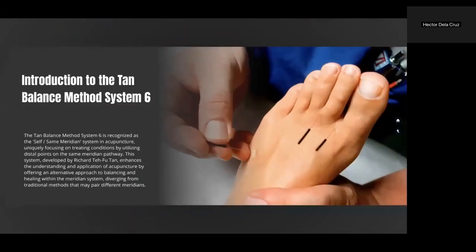The Tan Balance Method System 6 is recognized as the self-same meridian system in acupuncture, uniquely focusing on treating conditions by utilizing distal points on the same meridian pathway. This system, developed by Richard Tan, enhances the understanding and application of acupuncture by offering an alternative approach to balancing and healing within the meridian system, diverging from traditional methods that may pair different meridians.